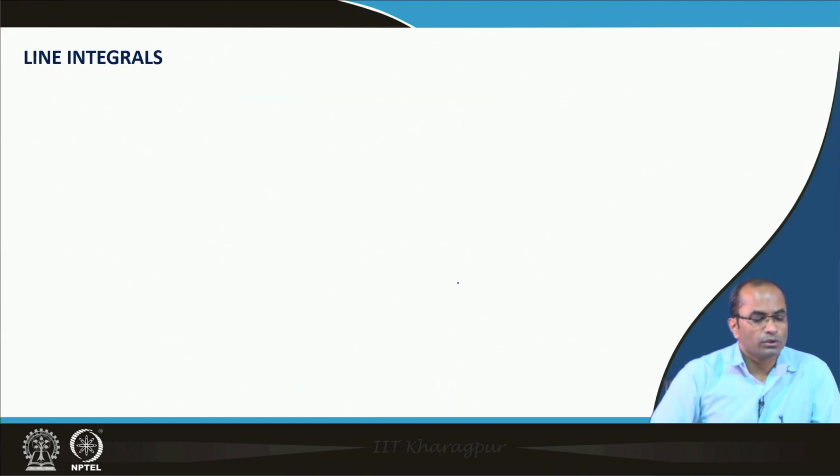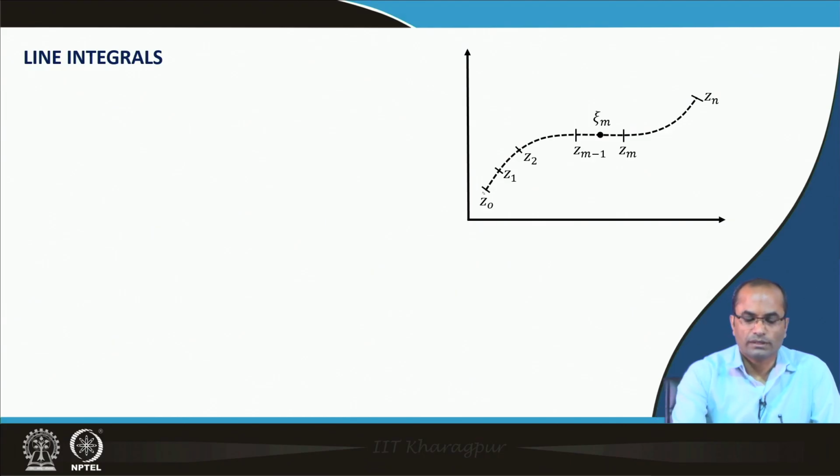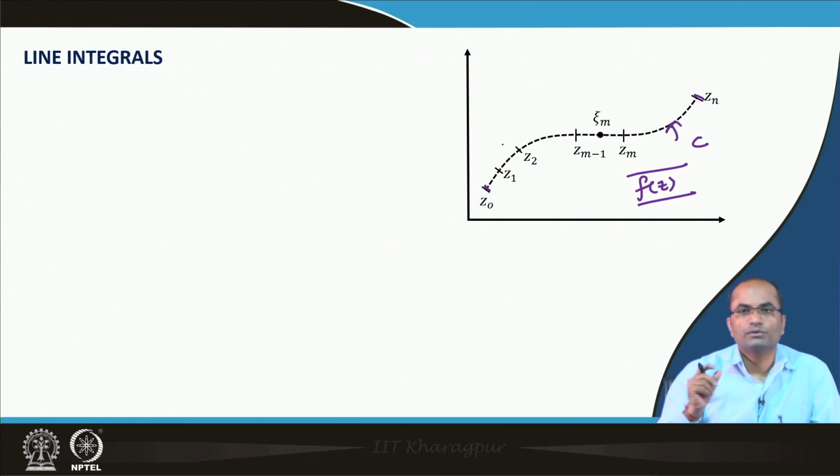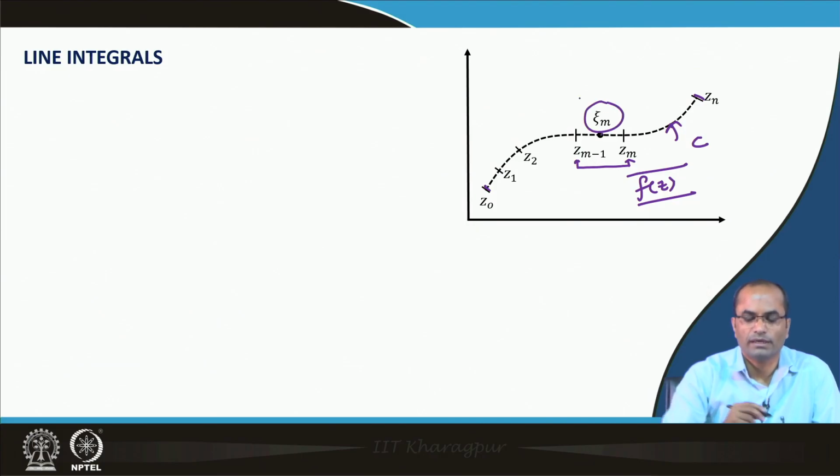Well, coming to the line integrals, the idea is the same for all integrals, whether real or complex. For instance, from z0 to zn, we want to integrate along this given curve C, and our function is, let us say, f(z). We will break this curve into small sectors, and suppose in the sector from z(m-1) to z(m), we have a point denoted by xi m. What the physical meaning is and how we define the integral will be clear now.